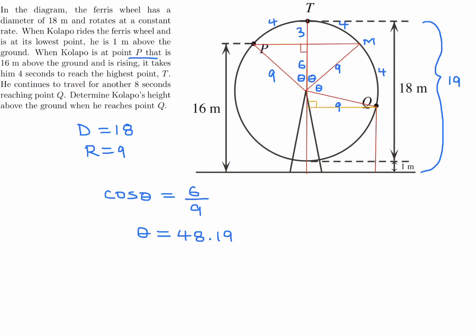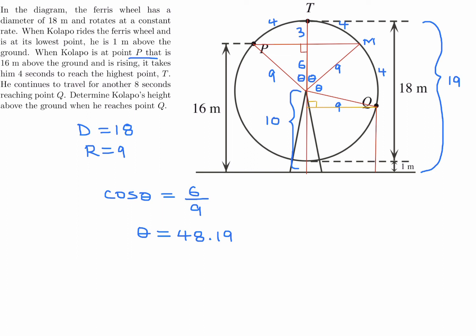Now, top to bottom is 19, and from T to the center was 9. So that means from here to here is going to be 19 minus 9, which is 10. All right? So all I have to do is figure out this distance and then subtract it from 10, and that will give me that distance, which represents the height when he is at Q. So how do I figure that distance out? Well, again, we're going to use trigonometry. But we need this angle in here.